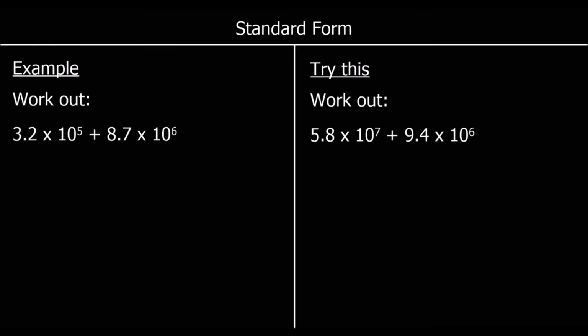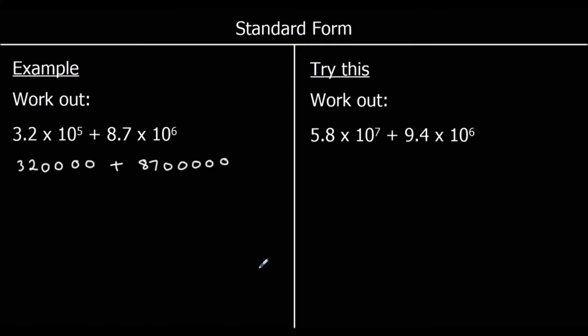So one way of answering this is to change them into ordinary numbers and then add them together. So I've got 3.2 times 10 to the power of 5. So 3.2 times 10 once is 32. 2, 3, 4, 5 times, so 320,000. 8.7 times 10 to the 6. 8.7 times 10 once is 87. And then 2, 3, 4, 5, 6 times. So 8.7 million.